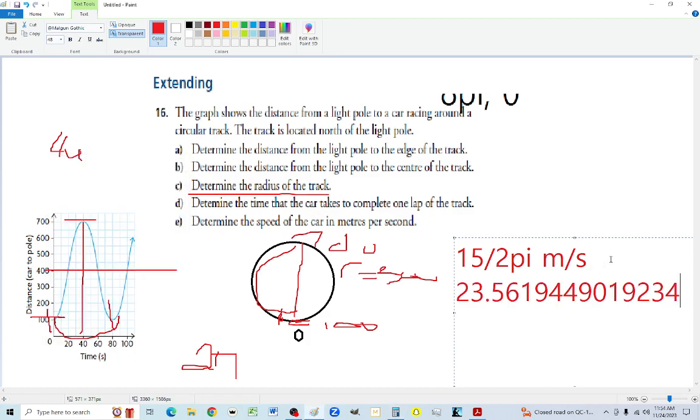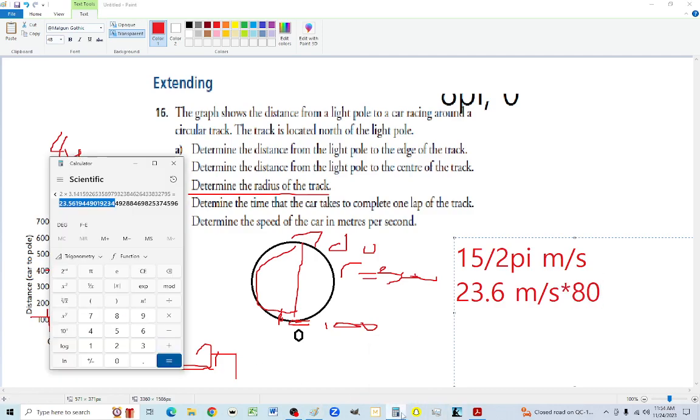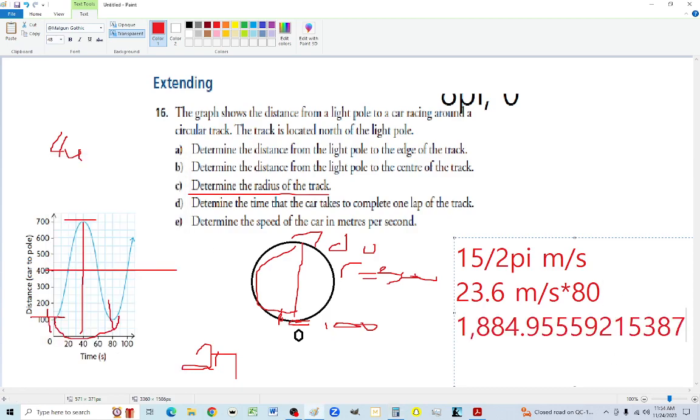Round up to this, let's say. To make sure that's right, let's multiply that by 80 and see what we get. We get this. That should be the perimeter of the track. Let's see if it is.